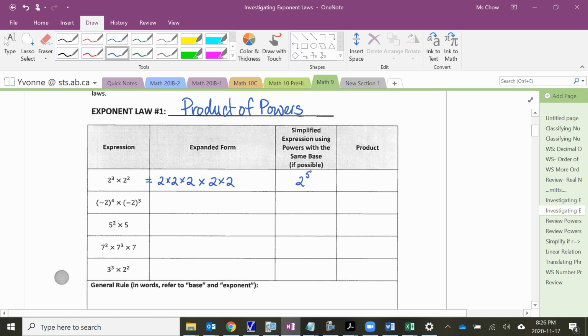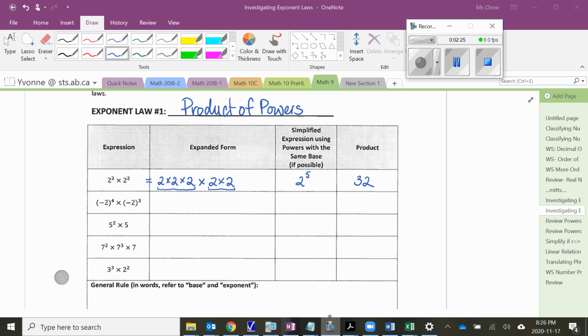And if you work that out, we're talking about 2 times 2 times 2 times 2 times 2, or we talked about last time, even being able to group them. So if you look at that as 8 times 4, we can quickly see that our product is 32. So take a moment and complete the rest of the table and see if you can create the general rule on your own, describing what pattern you see.